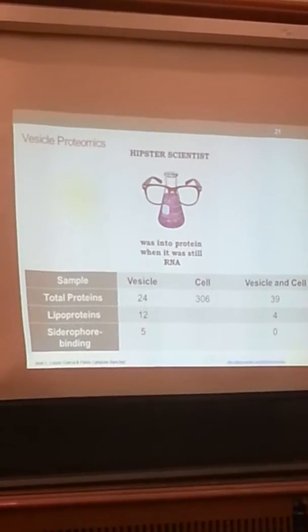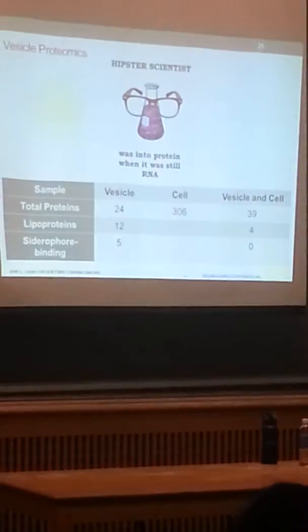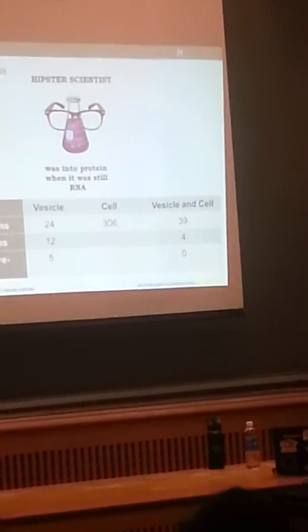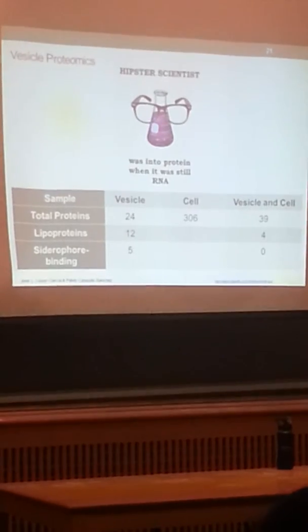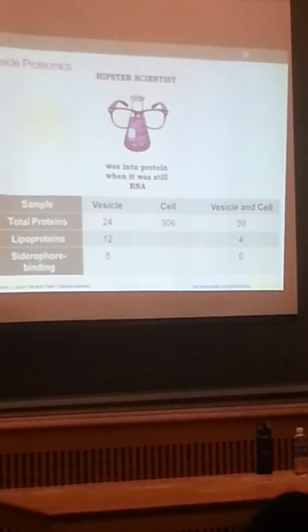So I did some proteomics, where I sent samples off to my collaborators in Spain. I found that vesicle preparations, compared to cell preparations, are enriched in 24 different proteins. Of these 24 proteins, half of them are lipid proteins. This is important because MTE vesicles have been found to be enriched in lipid proteins, so this becomes a little more relevant. The other thing that was really interesting is that I found 5 siderophore binding proteins.